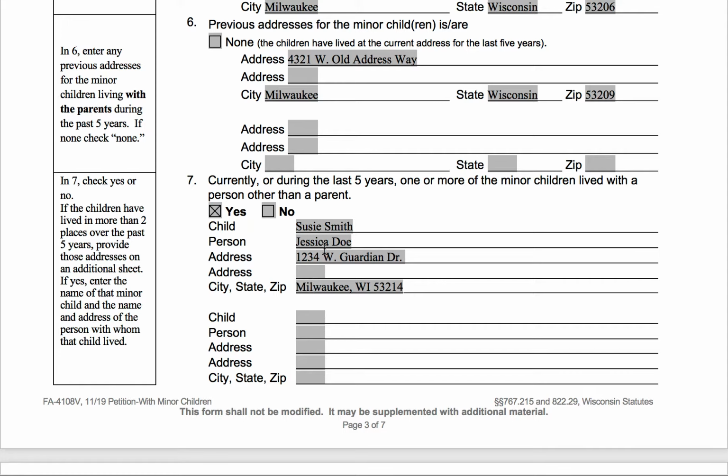So if you don't know this information, because we do find that sometimes people don't know where the guardian lives, or maybe in extreme circumstances they may not know the guardian's name, then you're just going to put as much as you can find. So again, ideally we want to get all this information, so if you have it somewhere, we would recommend getting it and filling it in. But if you just cannot find this information, put as much as you know about the person that the minor child lived with. And again, if the child didn't live with anyone other than a parent, you'll just check no.